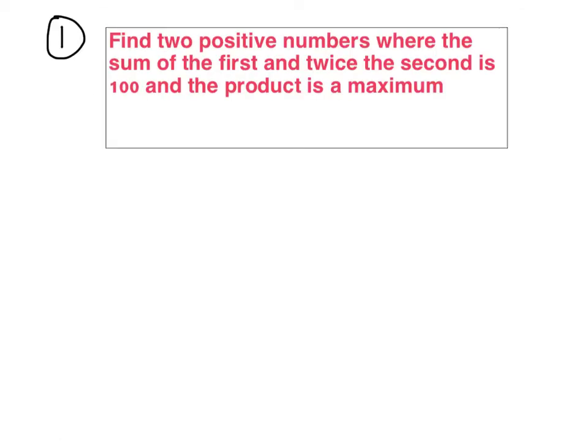Question 1. Find two positive numbers where the sum of the first and twice the second is 100 and the product is a maximum. Alright, so if I just slow down here, clearly I'm looking for two positive numbers. We know they're different, so the sum of the first and twice the second, so I'm just going to use x and y as my two numbers. Now recall, I need to write myself a primary and a secondary.